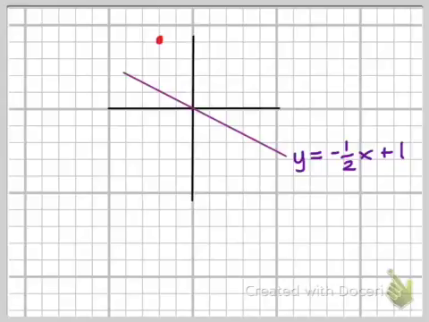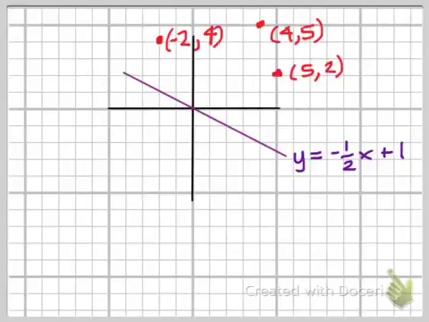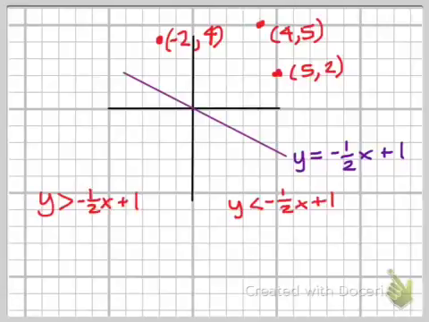So let's look at an example. If you have the line y equals negative 1/2 x plus 1, you have lots of different points that could be above the line. So for example, (-2, 4), (4, 5), (5, 2). Now those points are not on the line, those points are above the line. So we have two different inequalities to represent whether it's above the line or below the line. In this case, the points above the line are going to be represented by the greater than sign.